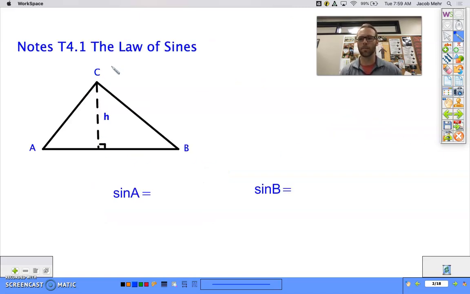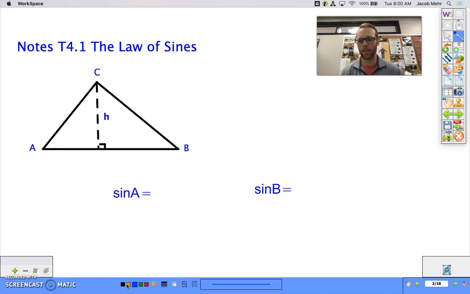So what I've done is I've taken a triangle here. It is an oblique triangle, not necessarily a right triangle. And all I've done is I've dropped down in altitude a perpendicular line from the vertex to the base to split it into 2 right triangles. Now, we are calling the angles, the vertices, A, B, and C. Those are going to be our angles.